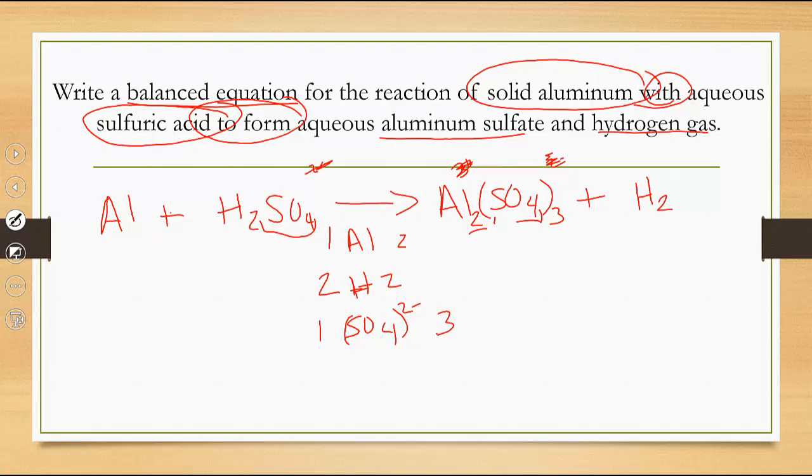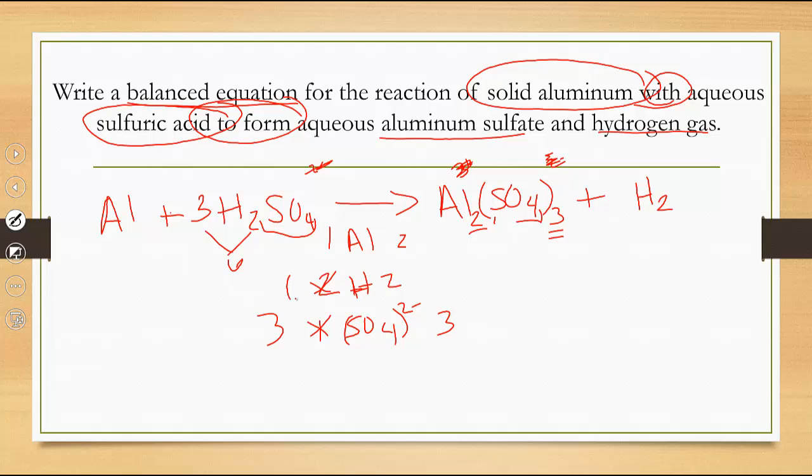Alright, so let's take a look at how we're going to resolve this. I'm going to start at sulfate this time because that has the biggest difference here. So I have 3 sulfates on the right. I need to get 3 on the left. So I'm going to multiply this by 3. That gives me 3 times 2 hydrogens to give me 6 hydrogens.